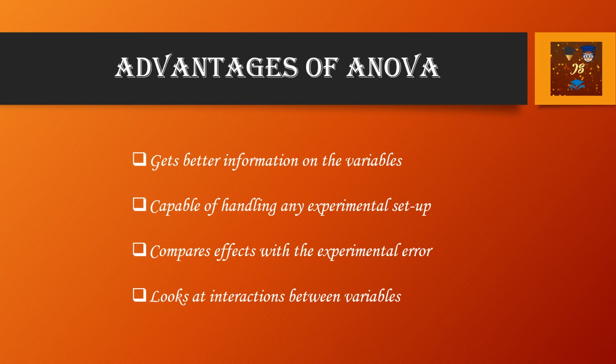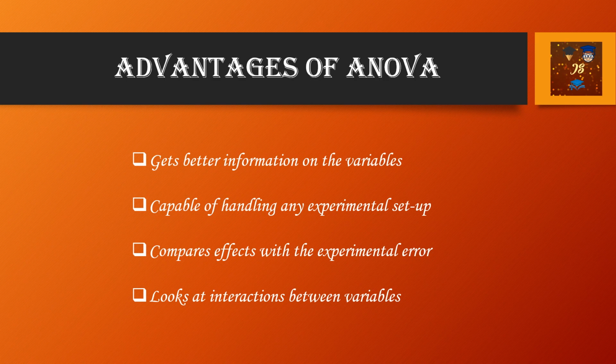Next, it is capable of handling any experimental setup. In experimental design, we know that different types of experiments can be set up. It may be a quasi experiment, it may be a survey type of experiment, or it may depend on real data. Whatever the type of experimental setup is, ANOVA is capable of handling that. Any type of experiment, any type of hypothesis can be well explained with the help of ANOVA.